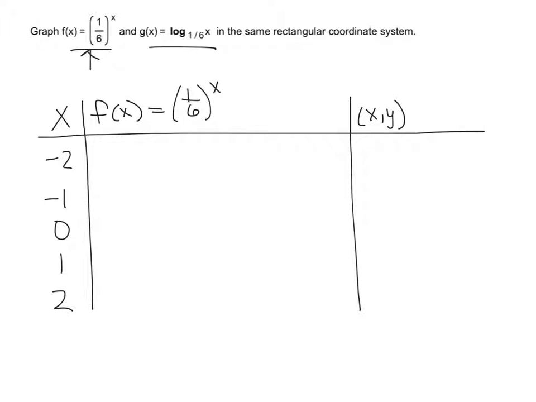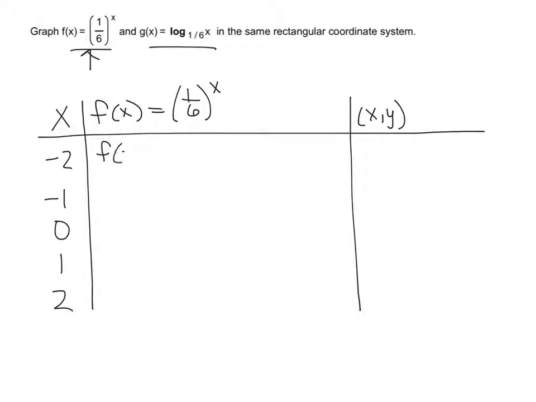I set up a chart and I picked values for x that were negative and positive. So I picked -2, -1, 0, 1, and 2. You can pick any values for x that you would like, but make sure that you pick negative and positive values. Next, we're going to evaluate f of x at each of these given x values.